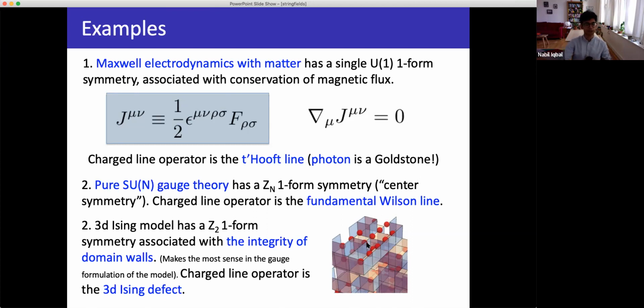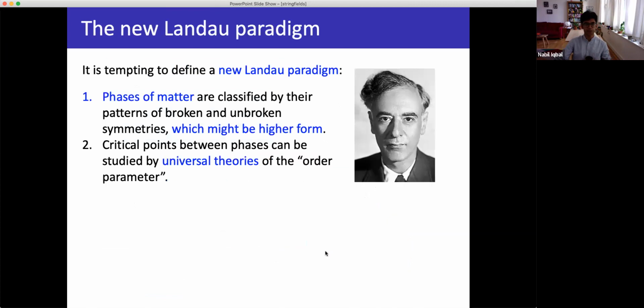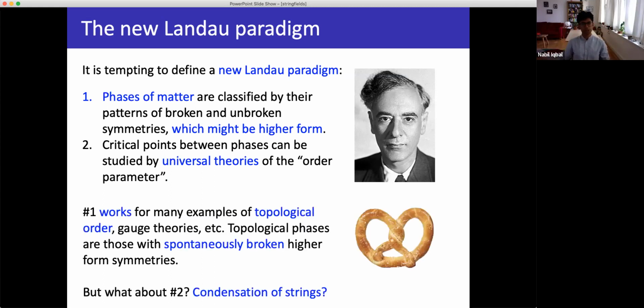Okay. Very good. So now there's a natural question. It's very tempting now to try to define a new Landau paradigm. The new Landau paradigm is the following. Phases of matter are classified by their patterns of broken and unbroken symmetries, which includes these higher form symmetries now. And furthermore, critical points between phases should then be understandable by universal theories of the order parameter. So it turns out the first point works really well. It is a fact that many examples of topological order can be understood as theories that have spontaneously broken higher form symmetries. This just works. It's almost tautologically true.